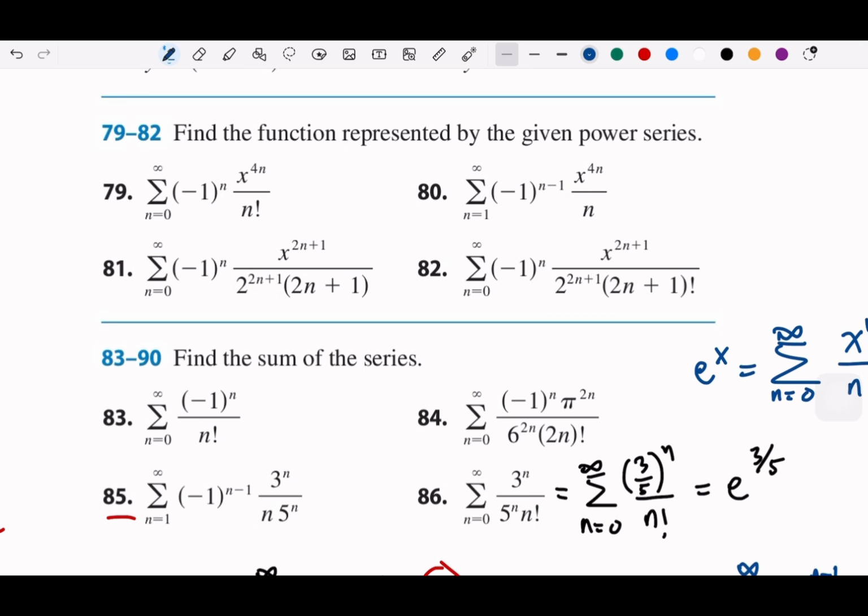And for sine and cosine, the takeaway is the odd number or even number. You can guess which one is which. Like 79, you have factorial and x to the power 4n. This is the same thing as this one, right? We only exchange the x with 4. So as long as you can identify the regular functions, you can play around with this and simplify it into a more regular form. Then you can identify the series into function, or from the functions into series.